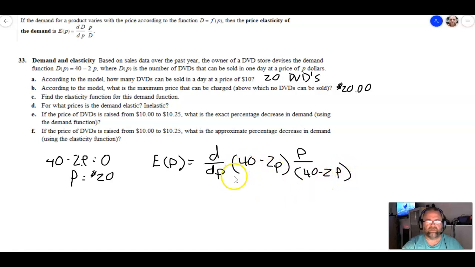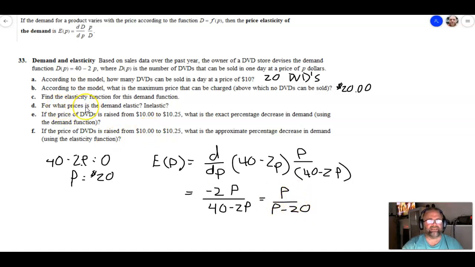All right, a little bit weird, but this is how we do it, and you can separate it like this. The derivative with respect to price of this function is just going to be, the 40 zeros out, and you just get -2. So this is going to be -2 times the p, all over 40 minus 2p. And if we divide everything by -2, we'll get p over p minus 20. And so this is our elasticity function.